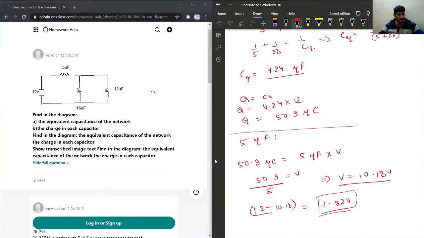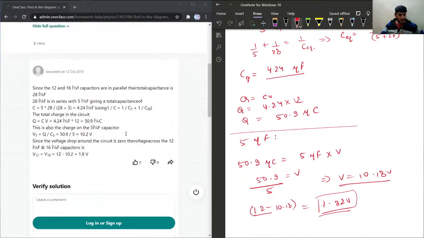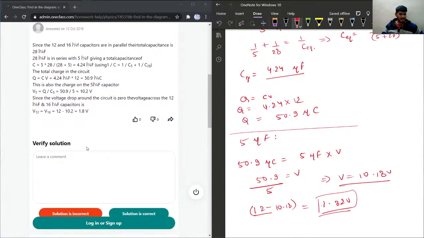So let's just check the solution given here. 1.82 and then we have 10.18, so yeah, with very little error. So the solution given here is correct. Good work.